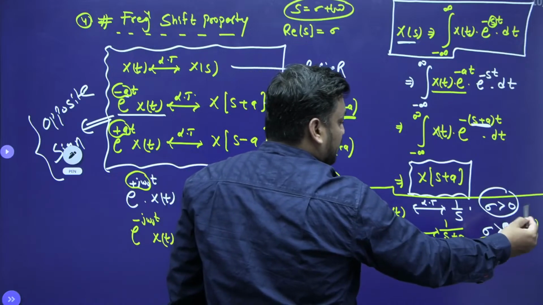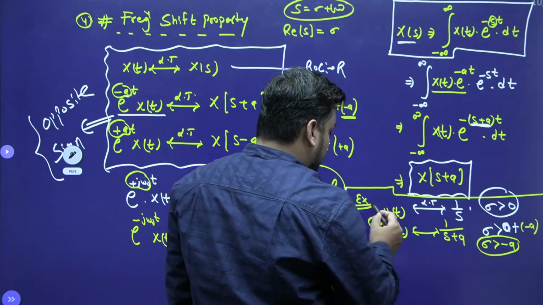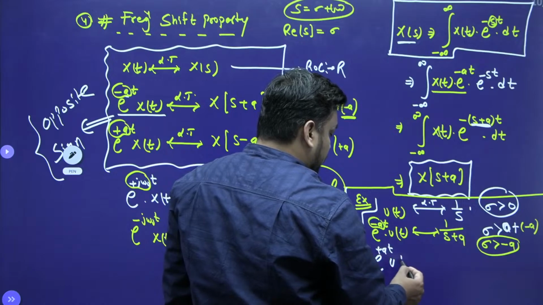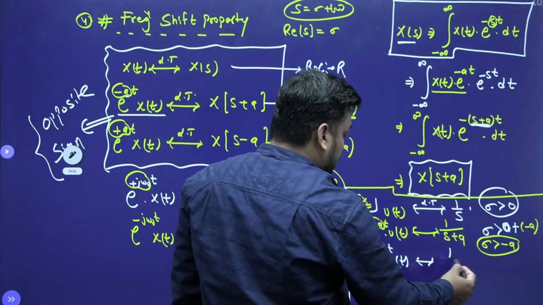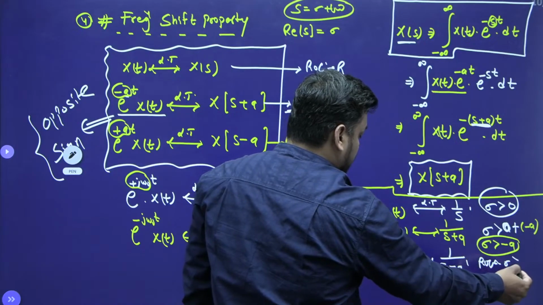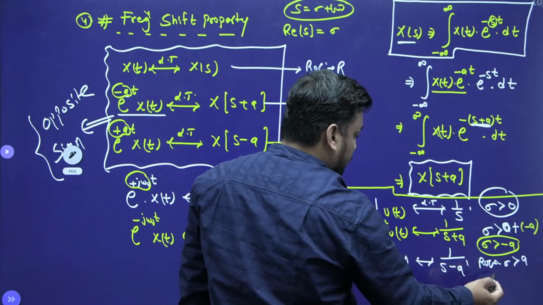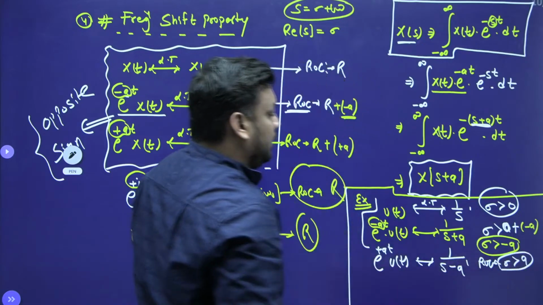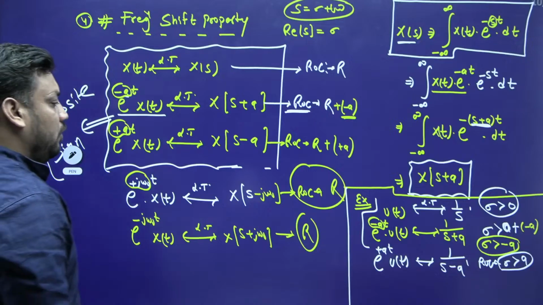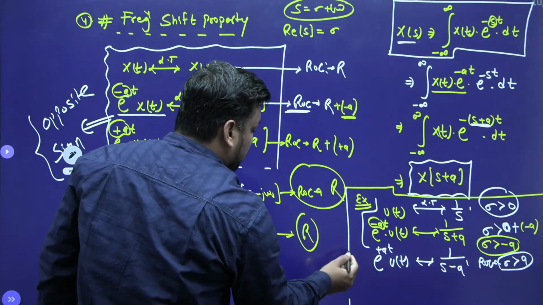Whatever minus a you have to add here, just like this. Similarly, for e to the power plus at times u(t), the Laplace transform is nothing but 1 upon s minus a, and this time the ROC is sigma greater than plus a. All of you just reply. Shall we go for the next?